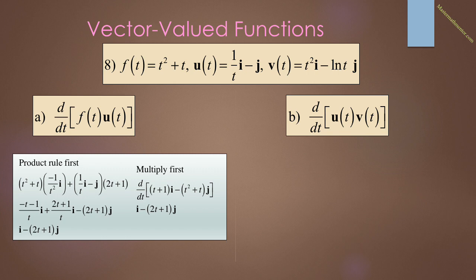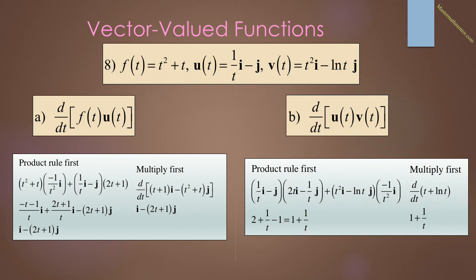The alternative is to multiply the function times the vector first. So we will be taking the derivative with respect to t of (t squared plus 1) times (1 over t i minus j), which turns out to be (t squared over t plus 1) i minus (t squared plus t) j. Now the derivative is easy. We simply get i minus (2t plus 1) j. In this problem, because the multiplication was simple, multiplication first was better than applying the product rule.